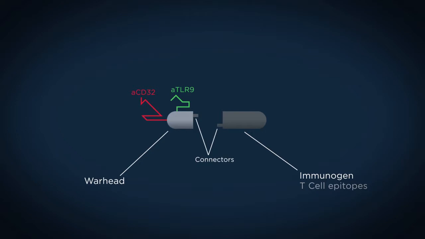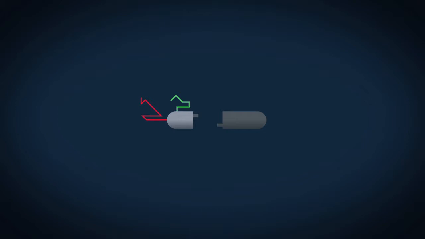The warhead ensures delivery of the drug to plasmacytoid dendritic cells. The immunogen, part of the drug, contains disease-specific information, which will now be presented by these plasmacytoid dendritic cells to Th2 cells. But through the stimulation of the warhead, these Th2 cells will be converted into healthy, normal Th1 cells.